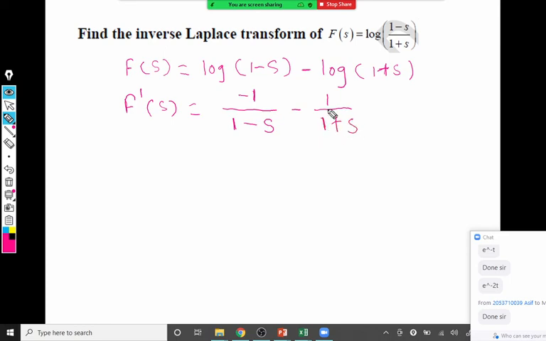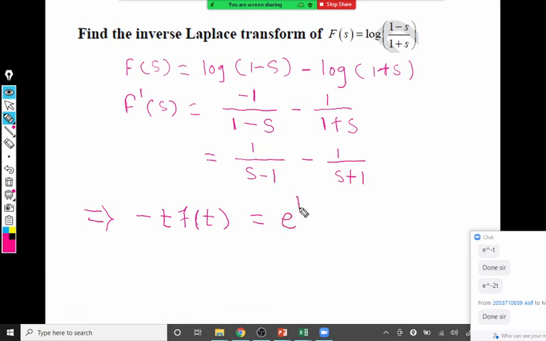We can rearrange this term because we know we have the 1 upon s minus 1, we can write it. And 1 upon s plus 1, we can write it. And now we can take inverse Laplace. Taking inverse Laplace on both sides, L inverse of f dash s is minus t of t, which is equal to inverse of this is e raised to t and inverse of that term is e raised to minus t. And we have the answer now.